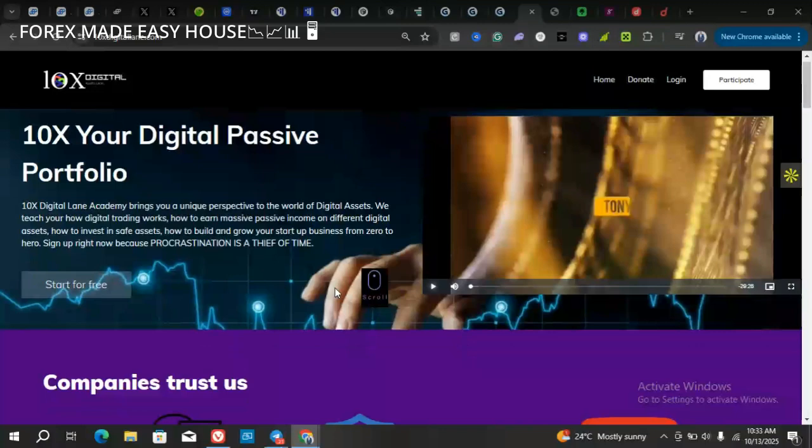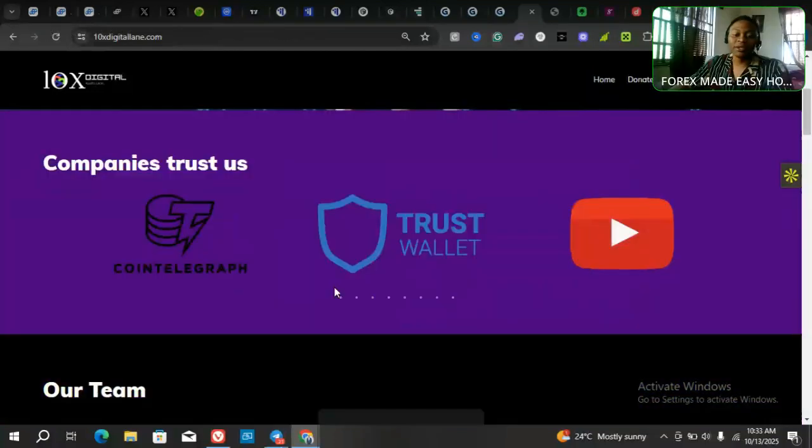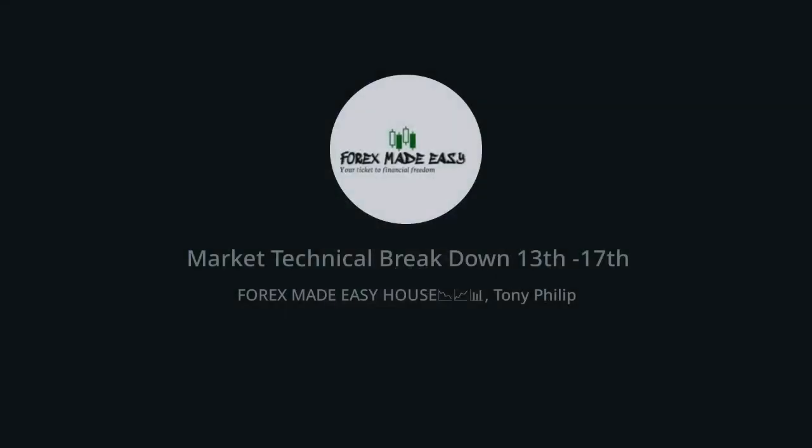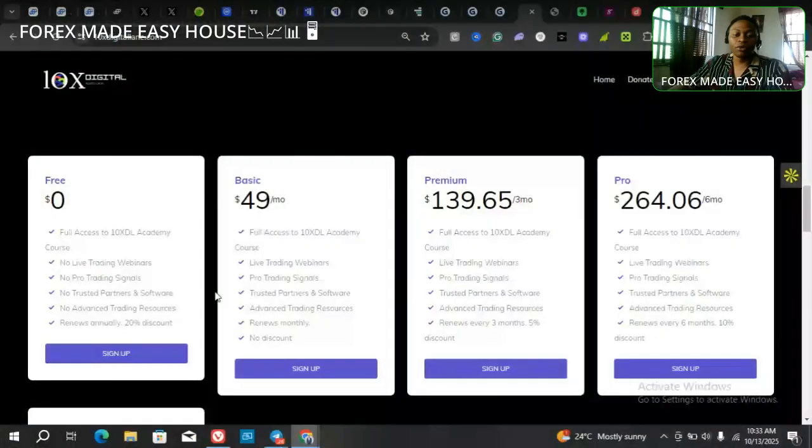Then over here are companies that trust us, some of the companies we work with currently. And this is our team, our global team, okay, of Lionheart that has been building the system with us and has been helping us every step of the way. These are our products and our services, okay. This is the free products.